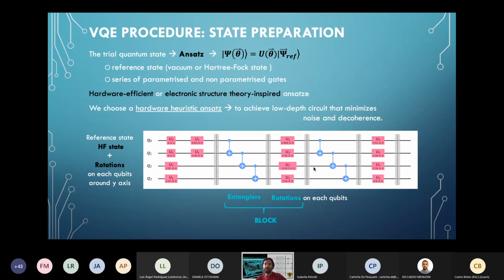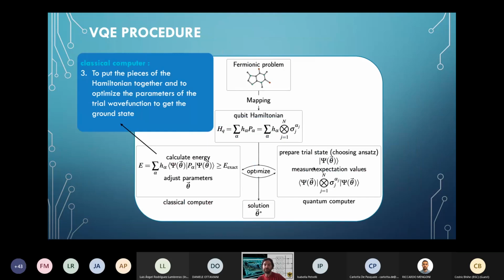Okay, what about the state preparation? For the state preparation, there are several strategies. Maybe I will show you this later. This is a general scheme that we have already seen in some way. So you prepare the state, you measure the expectation value, and then you optimize. Because you calculate the energy, you adjust the parameters, you optimize until you arrive at a solution. The solution, of course, is a variational solution, so it's not the true solution, but it's the best solution that you can obtain given the ansatz.